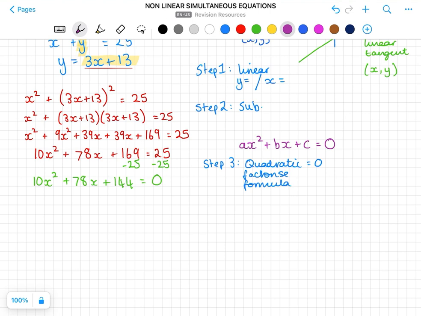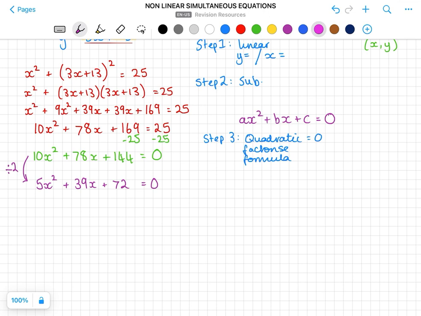At this stage, we're going to try and factorise. Now, to make this a bit easier for us, 10, 78 and 144 are all even numbers, so we're just going to divide this by 2 just to make the numbers a little bit smaller. That's not changing the value of x. It's just going to make it easier for us to factorise.